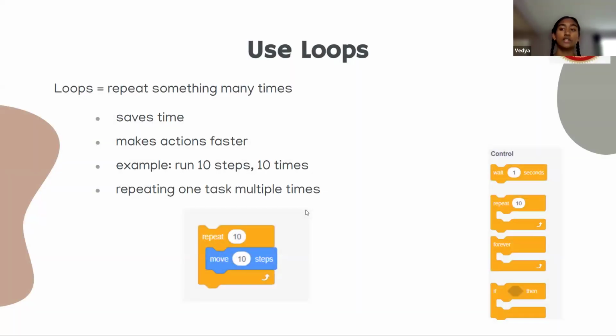One of the most important things we are learning today is how to use loops. Loops are super useful because instead of using the move 10 steps block 10 times, we can use the repeat block and only do it once. So this will save our time, make the actions move faster, and also the loop is for repeating one task multiple times. And with this, our code will also run more smoothly. Usually you'll find the repeat block from the control section, and it will look like this.